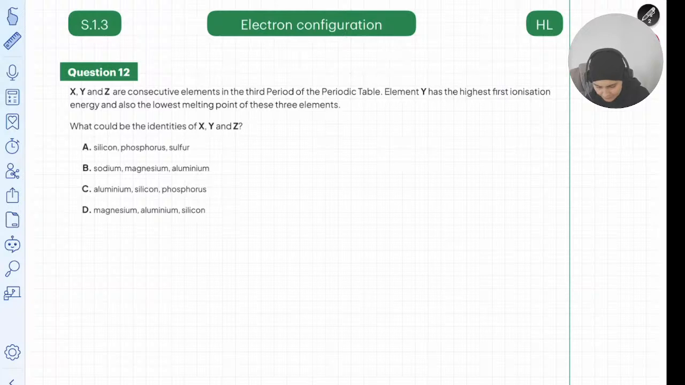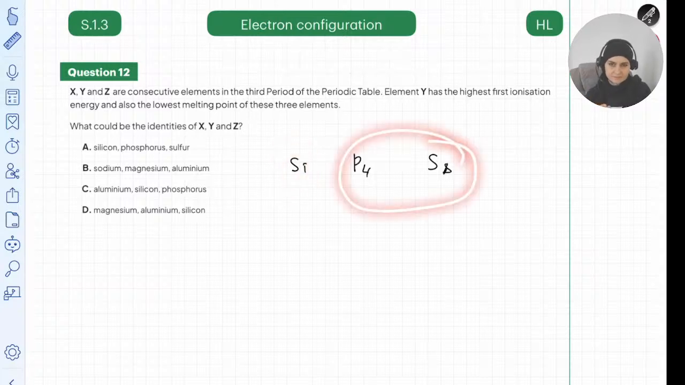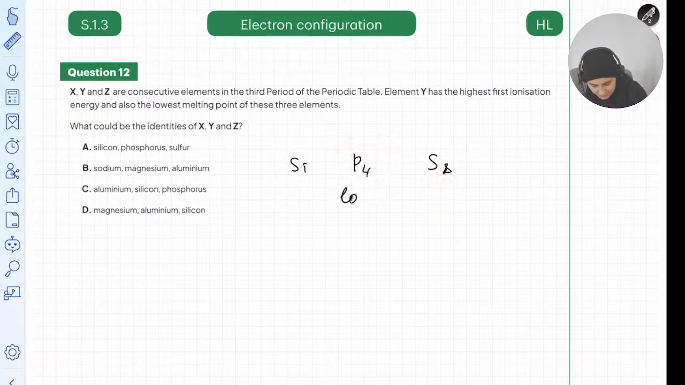Well, let's look at melting point first. So option A, silicon, phosphorus, remember phosphorus is P4, sulfur is S8. If we think about melting point, which one would have the highest? Well, silicon, because it's giant covalent. These are simple covalent, which means they would only have London forces between the molecules. So the more electrons they have, the higher the melting point. P4 has the lowest number of electrons out of these two, so it's the lowest melting point, so that works. And also the highest first ionization energy.